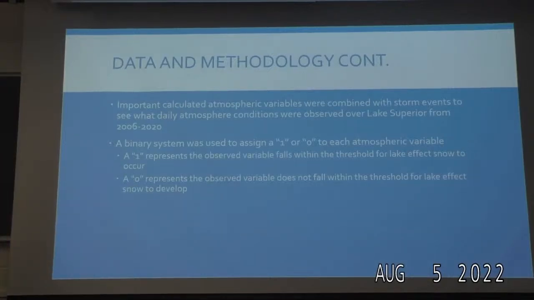Once I got those atmospheric variables calculated, I combined those with the storm events to see what the daily atmospheric conditions were over Lake Superior from 2006 to 2020. So I used a binary system to assign ones and zeros to each atmospheric variable, ones being favorable and zeros not. One represented that the observed variable fell within the threshold based on that table we saw earlier for lake effect snow to occur, and a zero represented that the observed variable does not fall within that threshold.